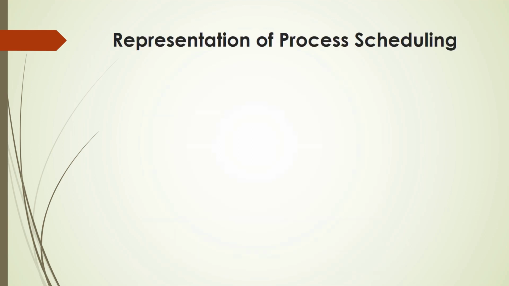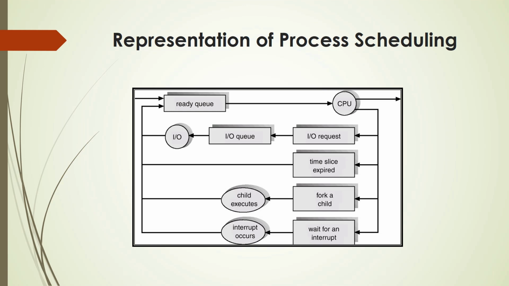Representation of process scheduling. Let us look at this example and understand how process scheduling takes place. Initially all the processes are in the job queue, and then they are moved to the ready queue. You already know that a queue works in first in, first out manner. The process which comes first will be executed first, and the process which comes last will be executed last. Now the first process will be moved to the CPU for execution.